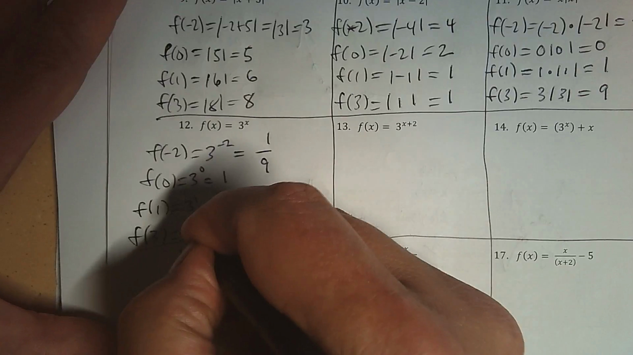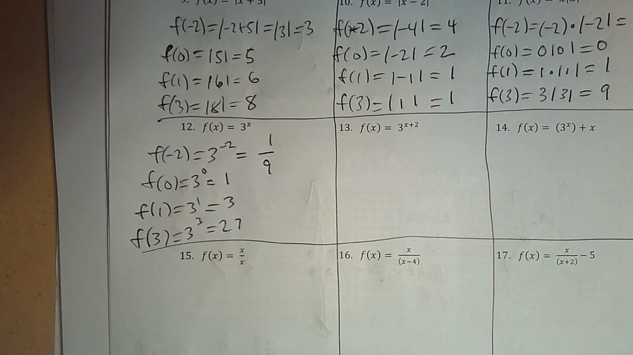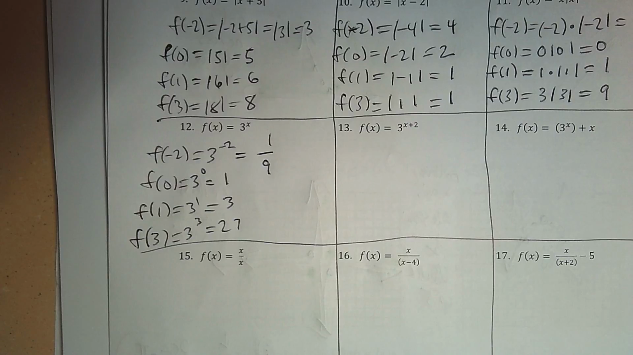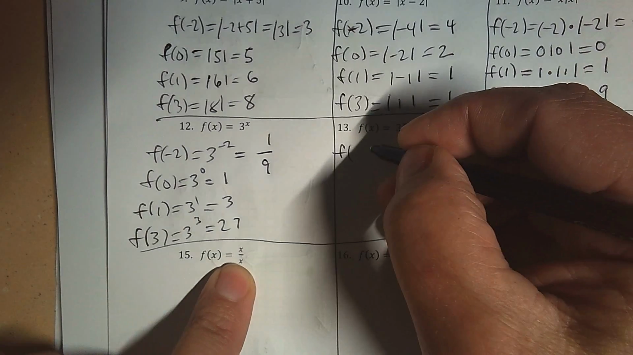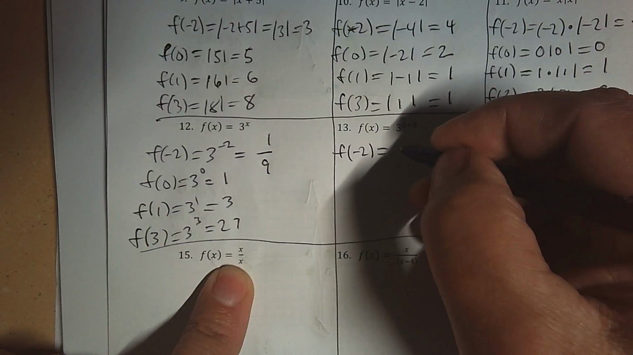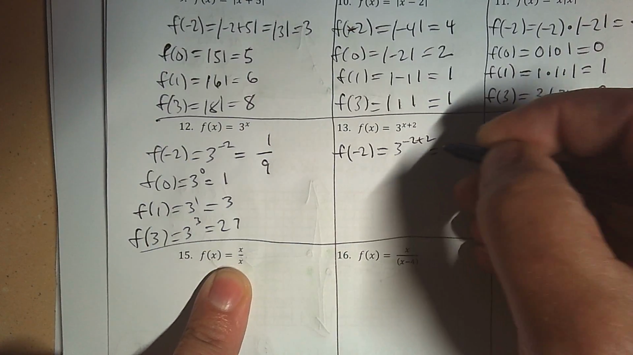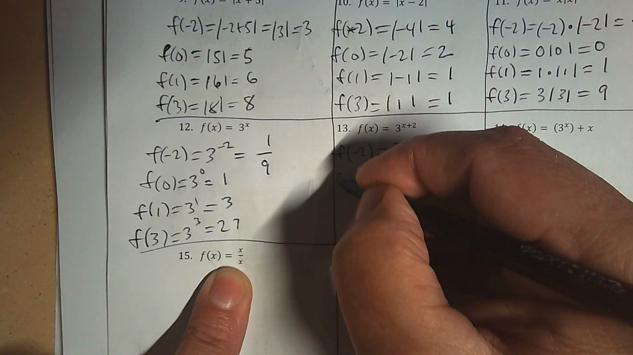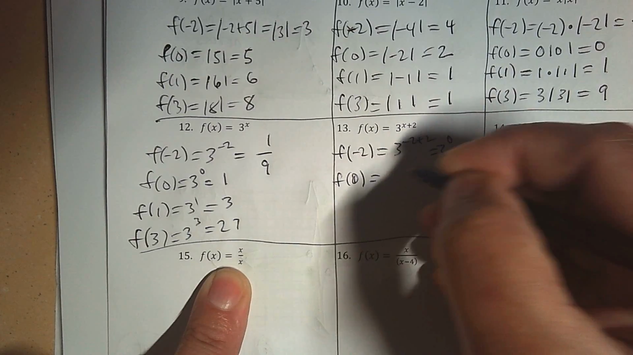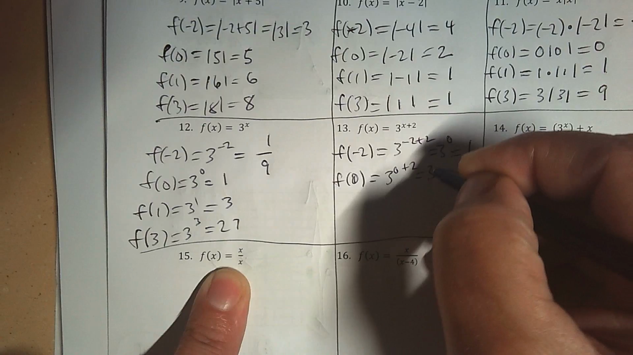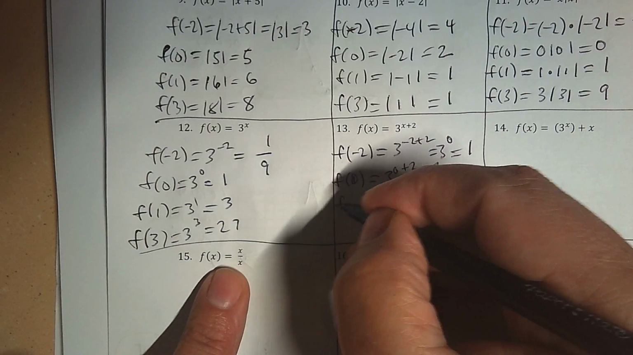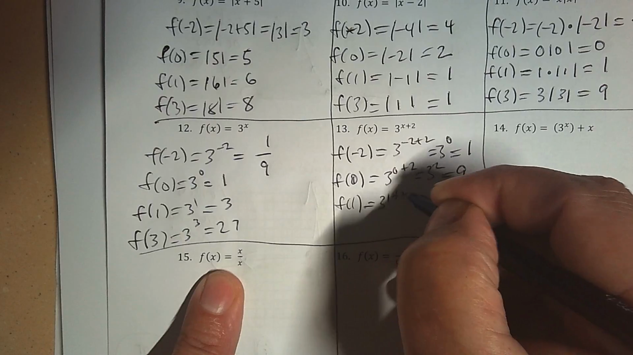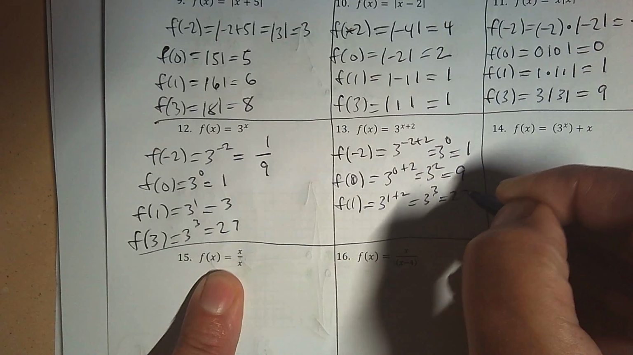3 cubed is 27. So feel free to try these first and then press the video if you need it, or you can look on the answer key too. Negative 2: negative 2 plus 2 is 0, so that's 1. 0: 0 plus 2 is 2, so it's 3 squared, which is 9. 1: 1 plus 2, that's 3 cubed, which is 27.